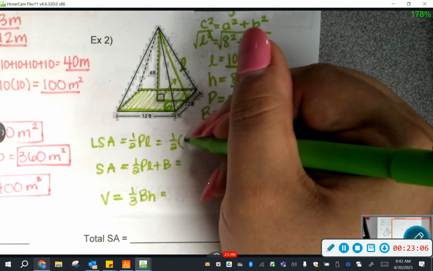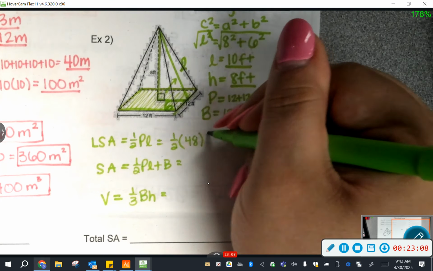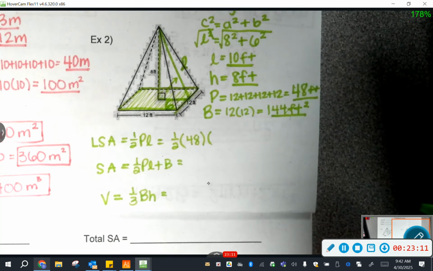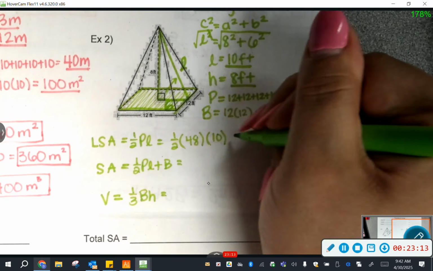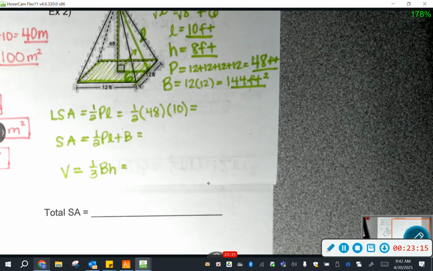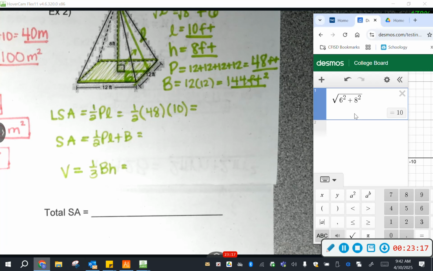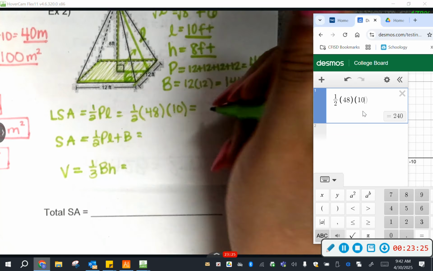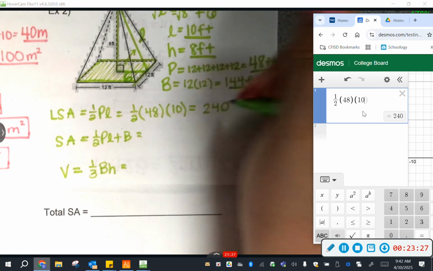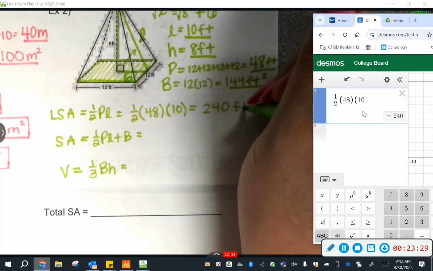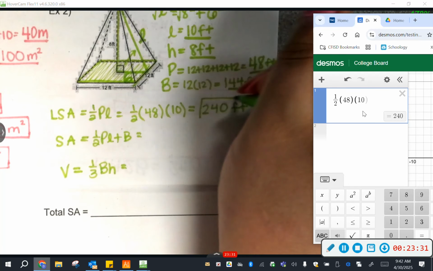Our P was 48. Our L was 10. When you put this in Desmos, what did you get? 240 is correct. So this is going to be 240. What are my units? Feet squared, because it's area.